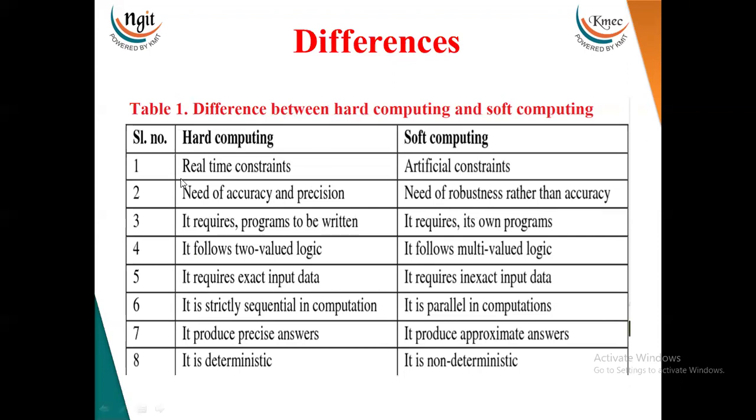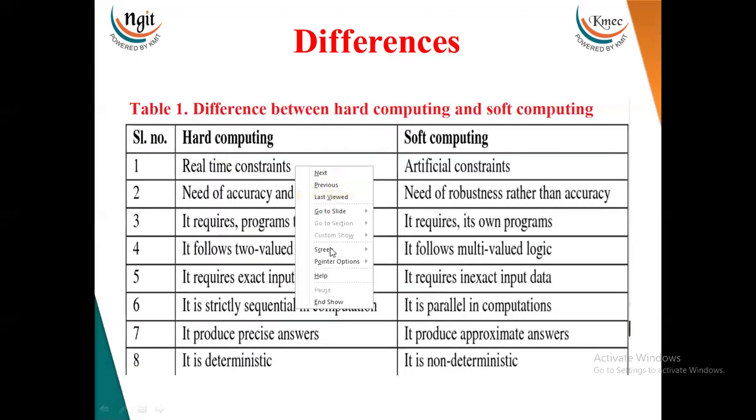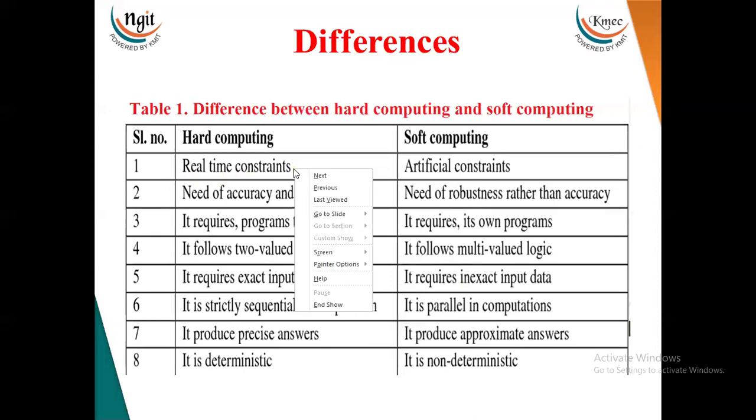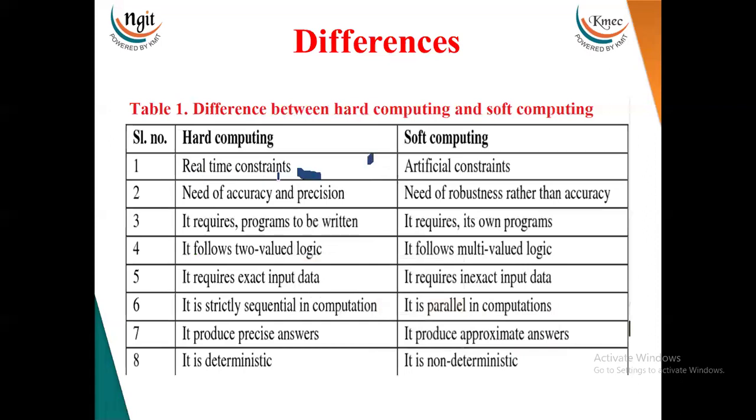If you see here, real-time constraints. In the real-time constraints, hard computing only works with the real-time. Suppose you want to work with a prime number. What is the condition for a prime number? A number which is divisible only by one and itself. So that is the real-time constraint for you. When we are talking about soft computing, we'll have some constraints which are well defined.